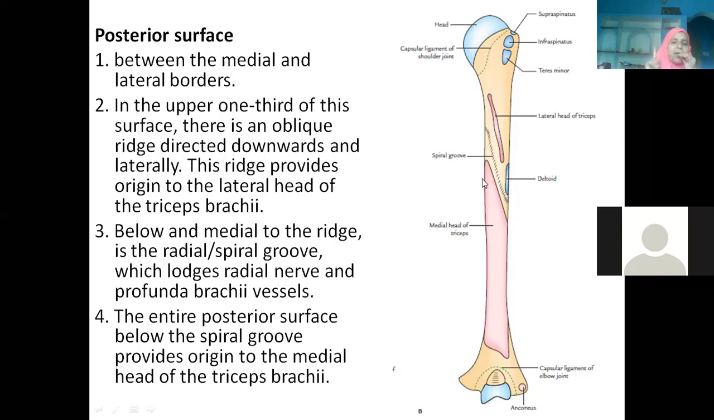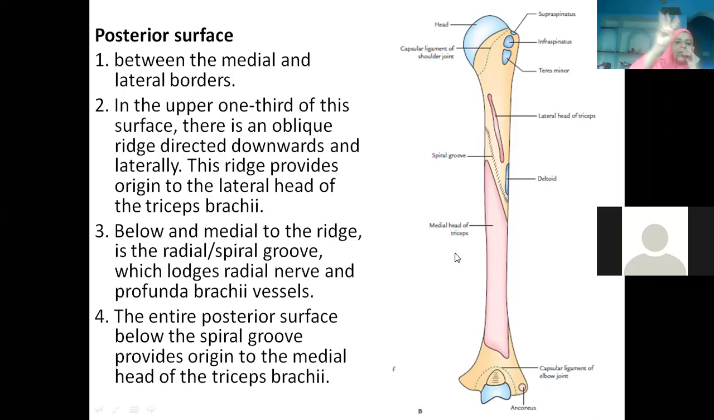Infraglenoidal tubercle, we have seen the long head of triceps. Infraglenoidal tubercle. Okay, the lateral head is coming from the lateral angle above the spiral line, and below this, the complete posterior surface between the medial and lateral borders, in the lower two-thirds, is giving origin to the medial head of triceps.